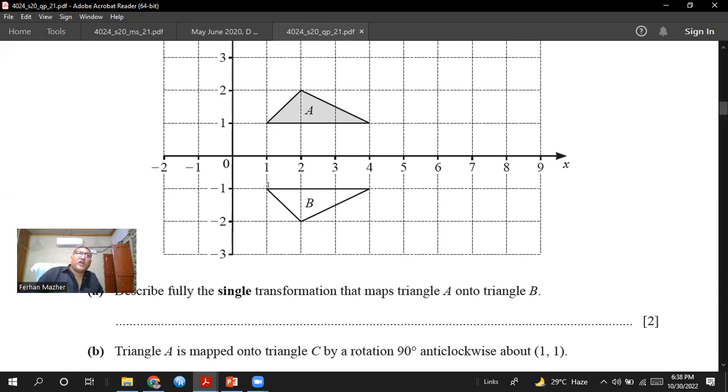For example, this point and this point, you join them with each other and draw its perpendicular bisector. That will be this line. So it means that it's a reflection in the x-axis. Or you can say it's a reflection in the line y equals 0.